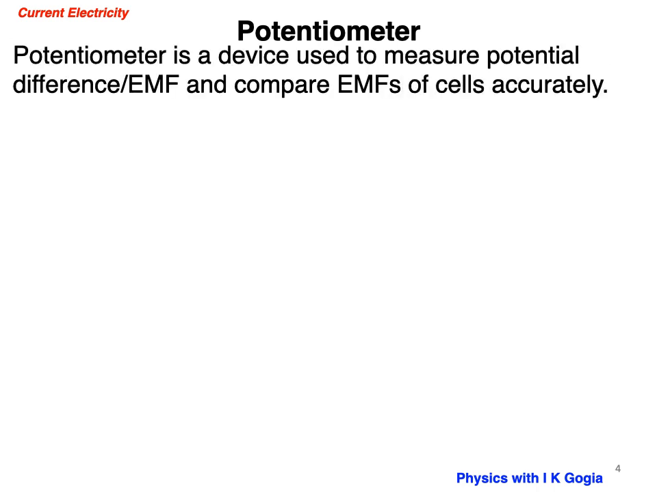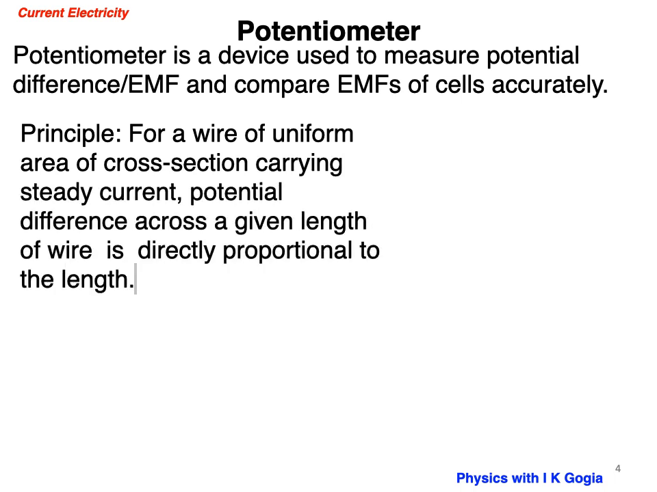The potentiometer essentially is a device which is used to measure the potential difference or EMF, that is electromotive force, and compare the EMFs of the cells accurately, which we cannot do with a voltmeter, as we will study shortly. Let's first state the principle on which it works, and then we will actually derive this principle. We will see how we come to this result.